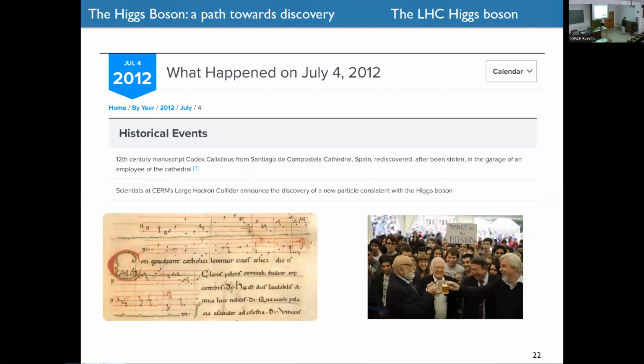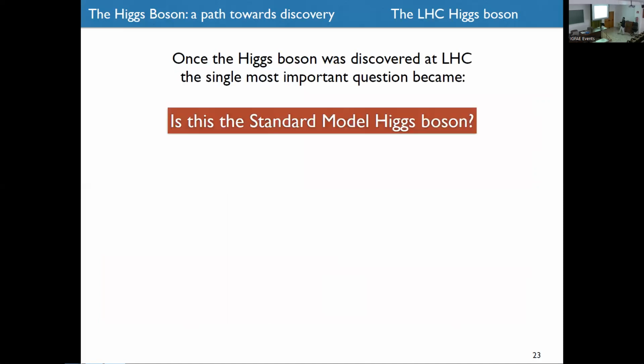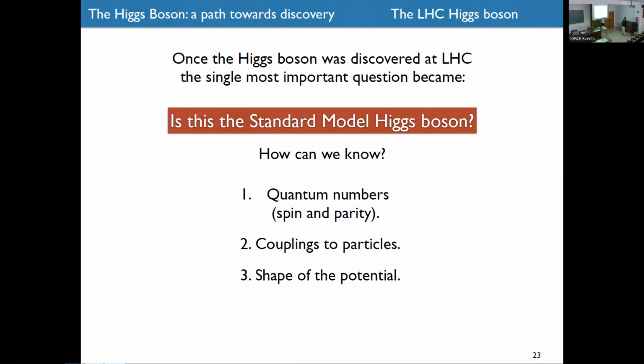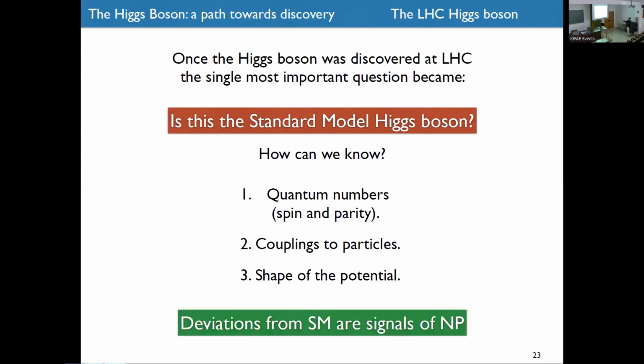So again, on the 4th of July, we found something that looks like a standard model Higgs. So now the question becomes, is this really the Higgs that is predicted in the standard model? How can we know? Well, we have, let's say, 3 things that we can check, and if any one of these shows any deviation from the standard model, then that would be a signal of new physics. Quantum numbers, the couplings to other particles, and the couplings to itself, so the Higgs potential.